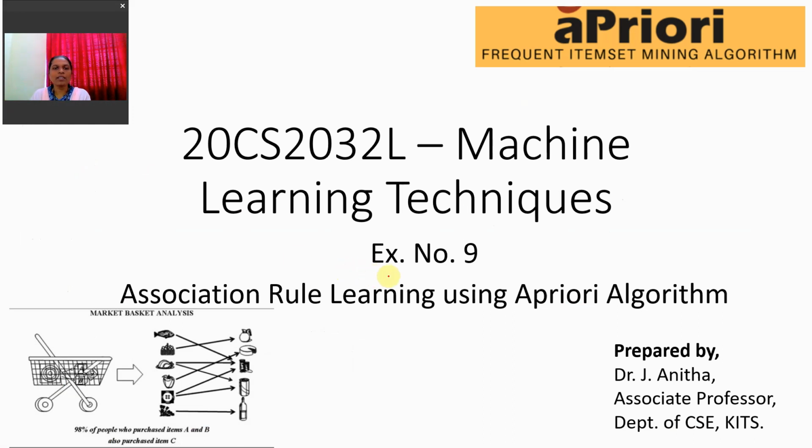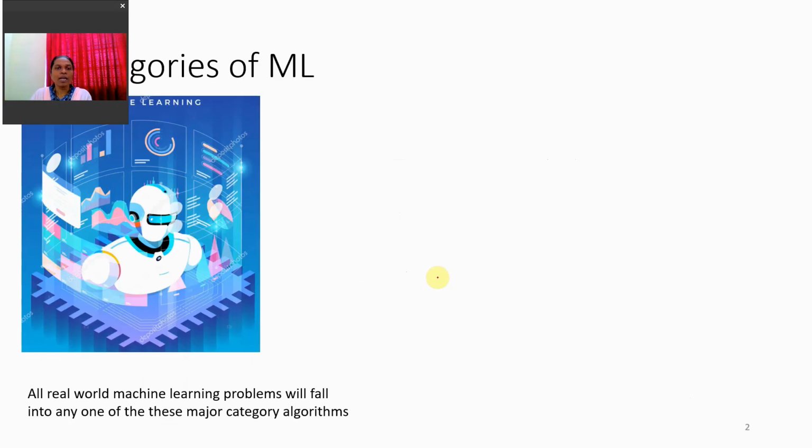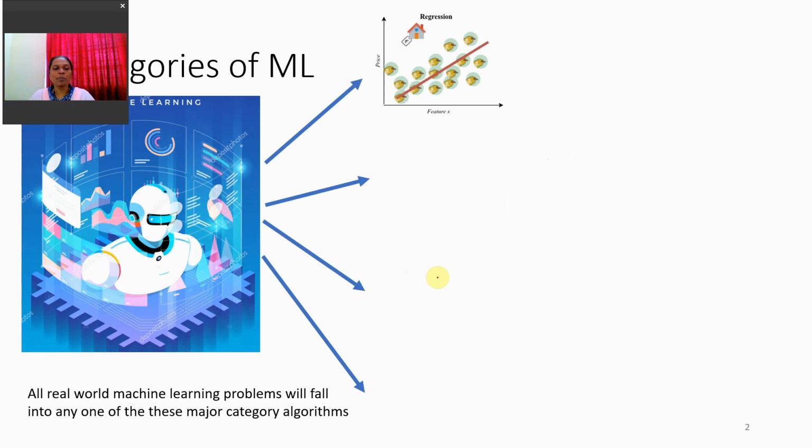Dear students, in this video, we are going to see experiment number 9, association rule learning using the Apriori algorithm for the machine learning techniques lab. To start with this algorithm, first we need to know that in the real world we have various problems.